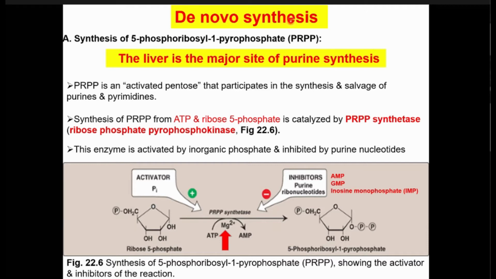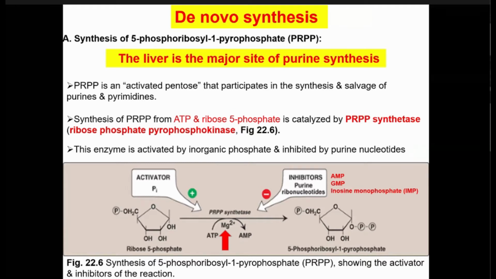And there is a salvage synthesis. Salvage, in English, means rescue. So rescue means you make nucleotides from already made pieces, and you are just going to gather them together. However, de novo means you are starting from the beginning.